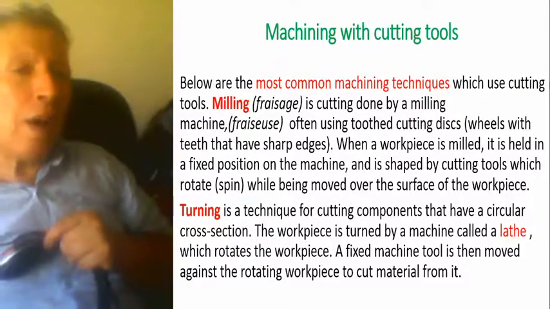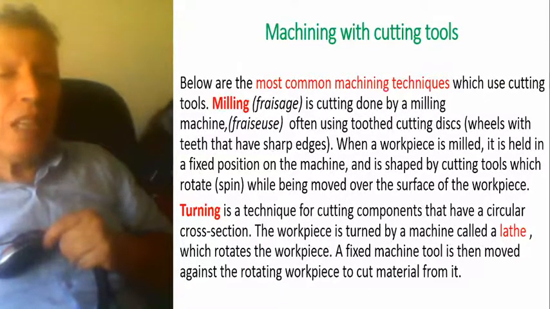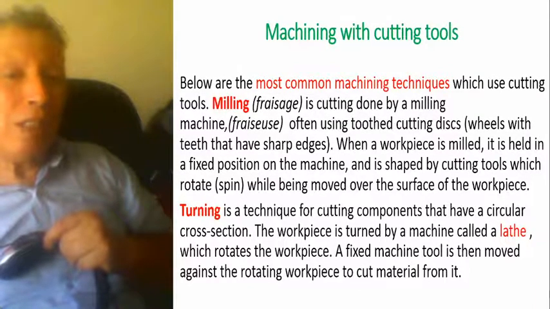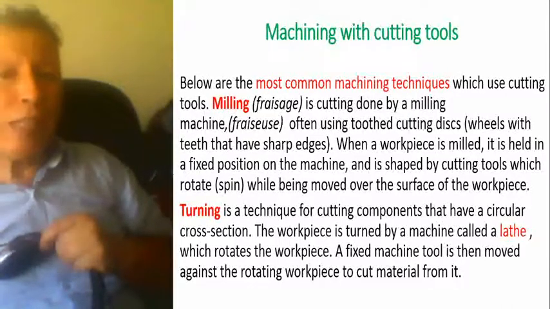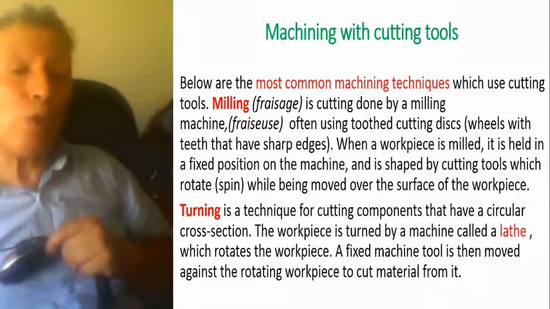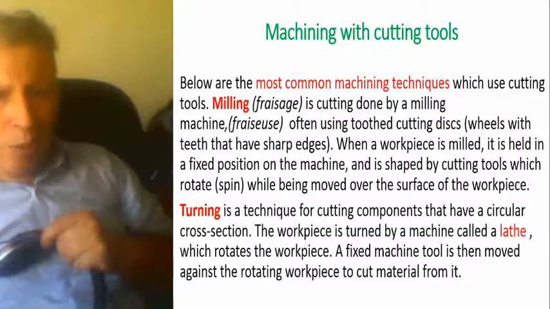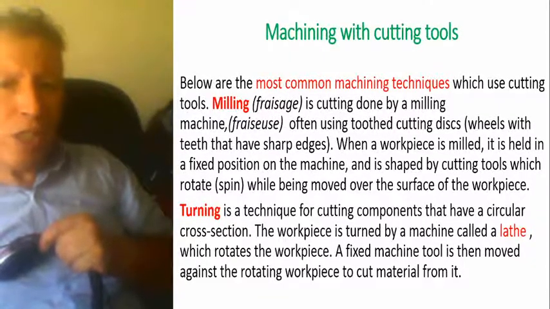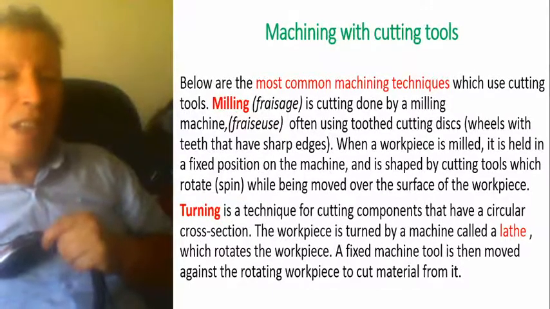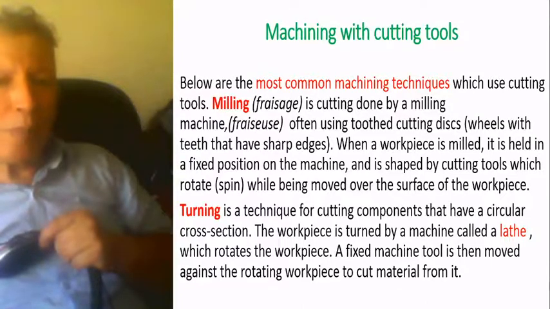By the way, in the past, the place where wood is cut is called a wood mill. But of course, here milling could be used for metals. So milling can be used for metals as it used to be for wood. So a piece is held in a fixed position on the machine, and a cutting disc goes through it.